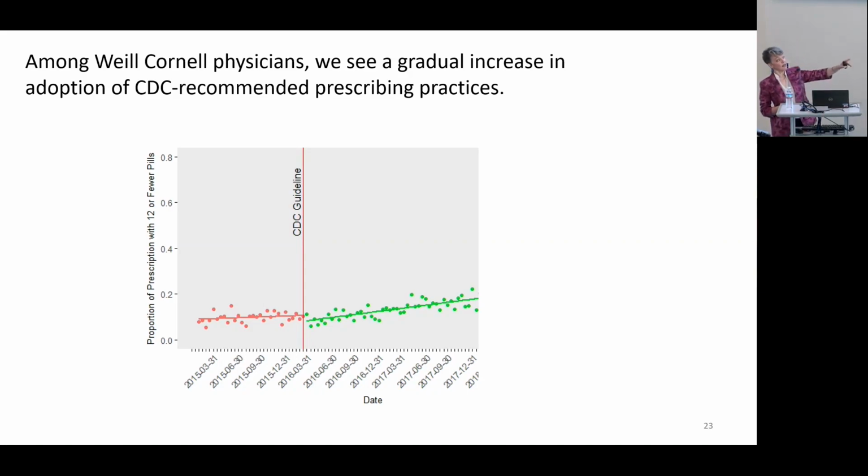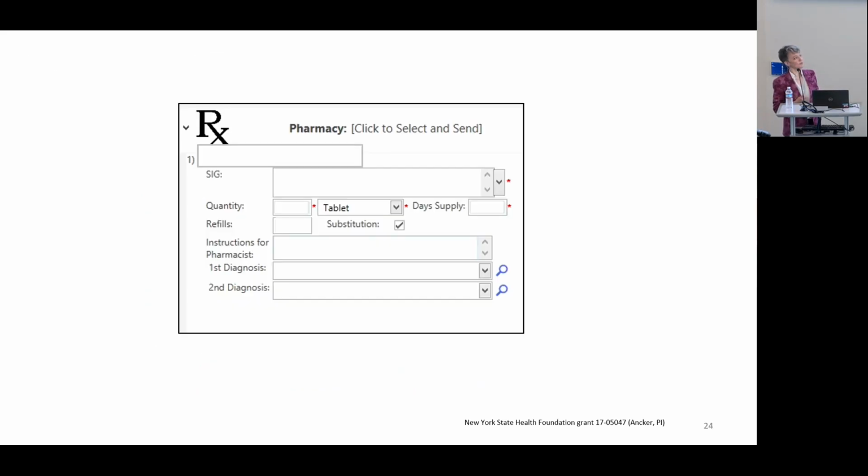And we can see that that green bar is, yep, the proportion is increasing. We see some increase in adoption there. At this point, we got buy-in from the medical center, and we applied for a grant from the New York State Health Foundation to see if we could nudge this up a little bit further.